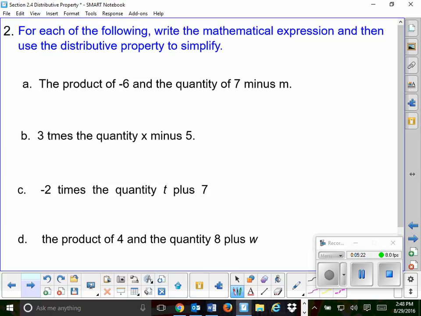So the first one's the product, don't forget that means multiplication, of -6 and the quantity, which means parentheses, 7 minus m. I'm asking you on the other 3 to write this out and then also do the distributive property. When we do the distributive property, you should get -42 and then plus 6m. Pause it and please work on the other 3.